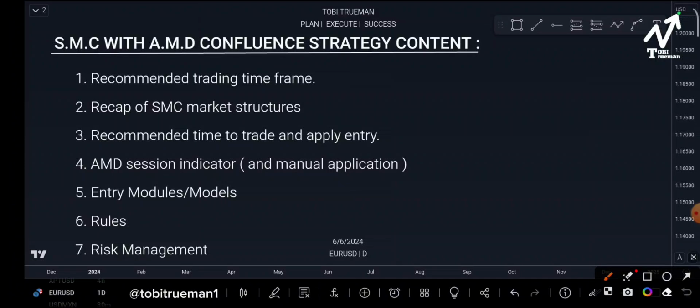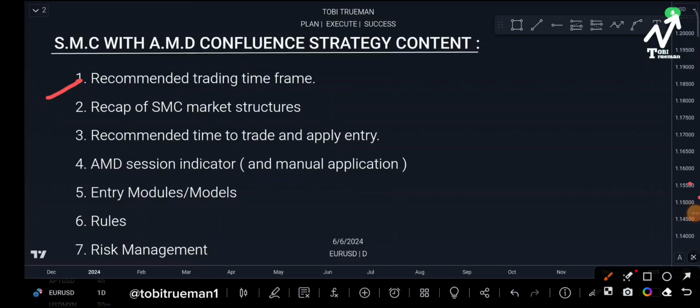Okay, now we will look at the table of contents, which is the things we will need to know to apply this strategy for day trading so that we can be profitable. First thing first is to do what? To look at the recommended trading time frame. As a day trader, you need a particular time frame you have to be trading with, not just randomly trading 1 minute, 2 minutes, 3 minutes. It doesn't go well. We need to fix our mind on a particular time frame to trade with.